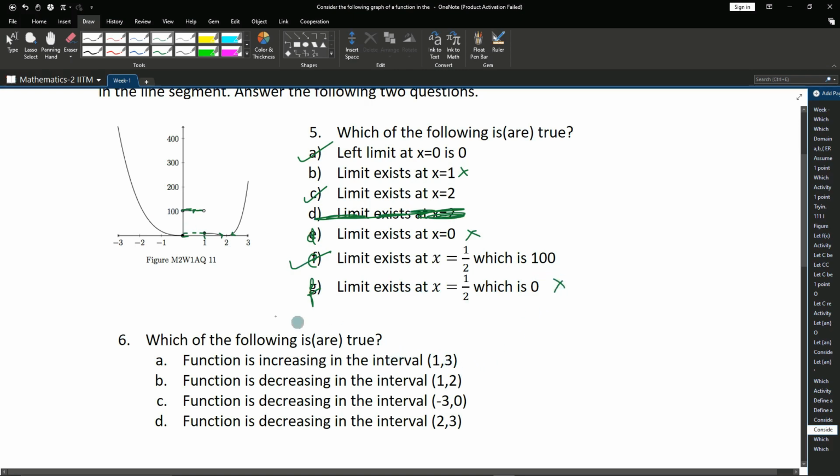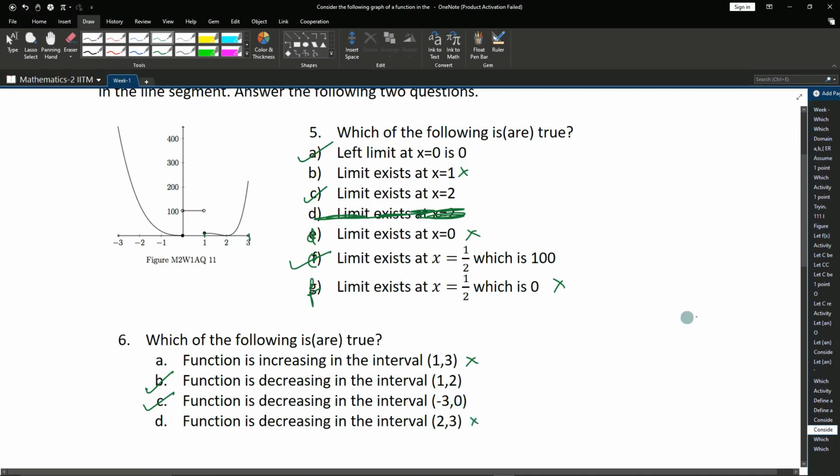Now they're asking us to find whether the function is increasing or decreasing. In the interval 1 comma 3, the function dips and again rises, so it is not increasing. The function is decreasing in the interval 1 comma 2. There is a slight dip in the curve, so the second option is right. The function is decreasing in the interval minus 3 comma 0. Yes, there is a parabolic decrease in the function value. In the fourth option, in 2 comma 3 the function is increasing, but they have given that it is decreasing, so this option is not true.